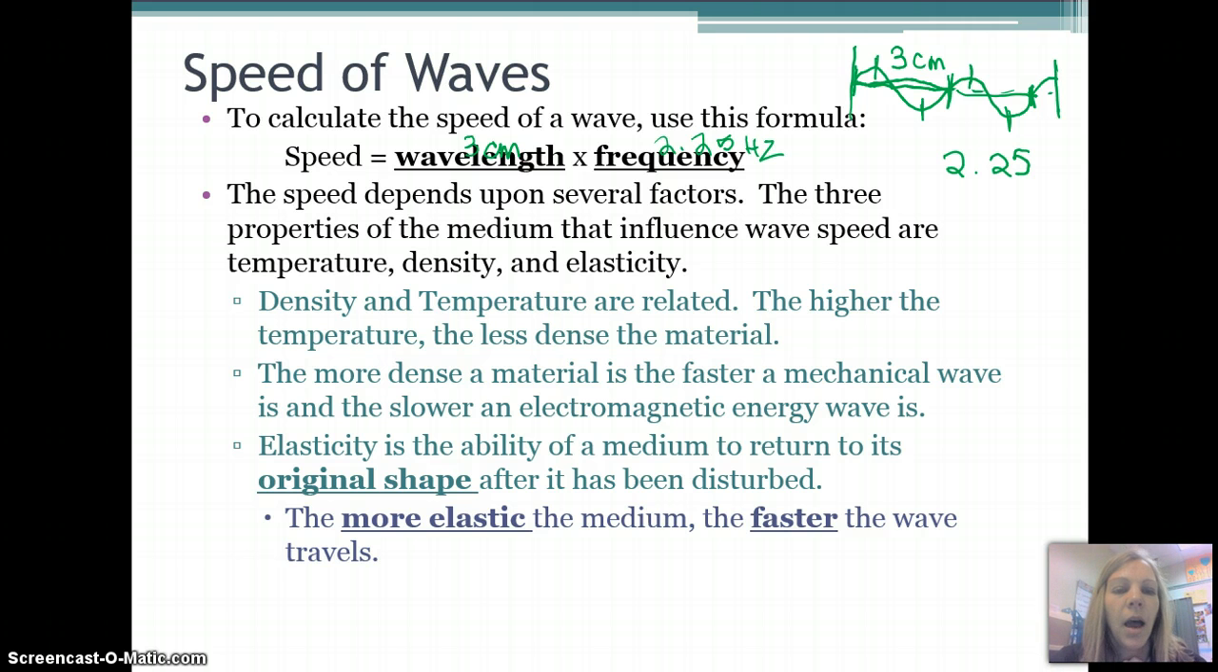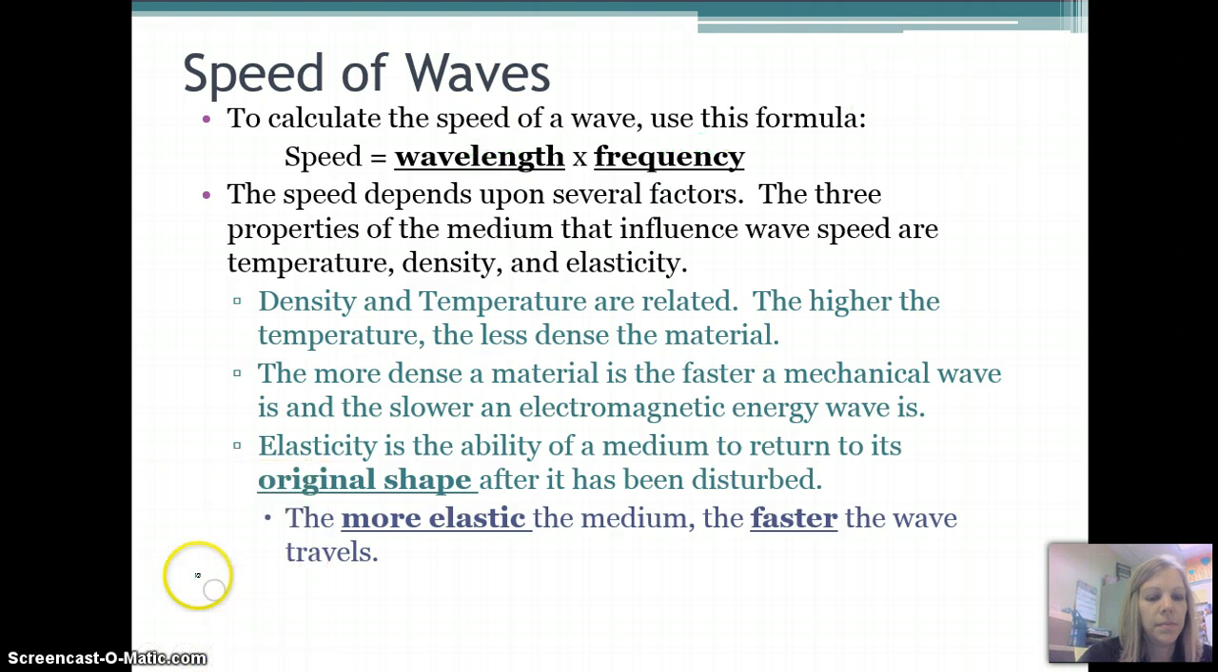So it's important for you to know that there are several things that affect the speed of a wave, and some of them have to do with the actual wave itself, and some of them have to do with the medium that the wave is traveling through. So if it has to do with the medium, there are 3 things that affect the wave speed, and that's the temperature, density, and elasticity of the medium.